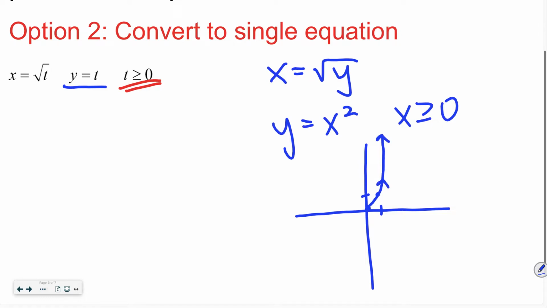we are going to have half of a parabola, the positive half.